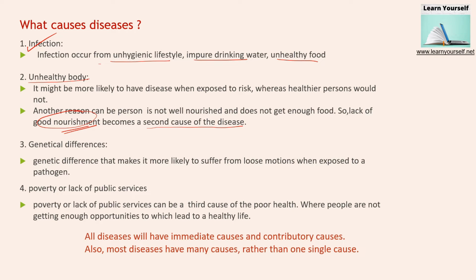If a person is not getting a healthy lifestyle and good nourishment, then there are more chances that he or she is more likely to get affected by disease or infection. Then the third point is genetic difference. If by birth some genetic defect is there, then it is more likely that the person will get this kind of disease or infection. For example, they will suffer with loose motion when they are exposed to certain pathogens and the pathogen will attack them.